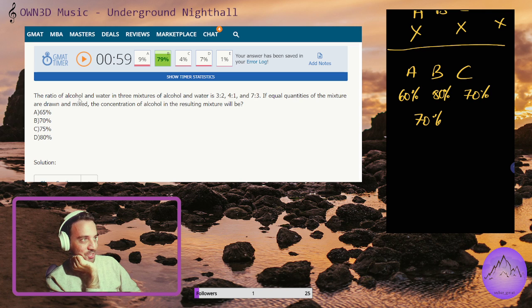Read the question. The ratio of alcohol and water in 3 mixtures of alcohol and water is... When I read that, the wording is a little bit awkward, but once you read it and slow down, it makes a little bit more sense. It's basically saying there's some combination of alcohol and water, and we've got 3 different combinations. So really these ratios, 3 to 2, 4 to 1, and 7 to 3, all they represent are the percentages of alcohol.